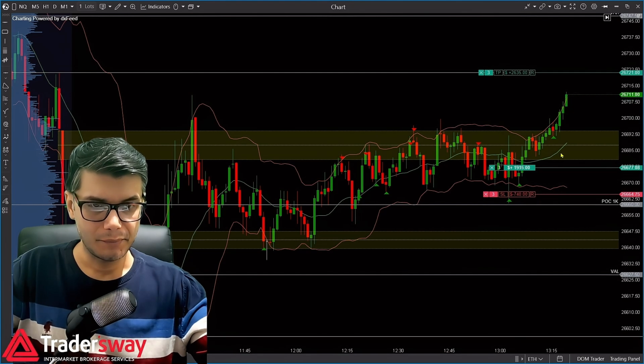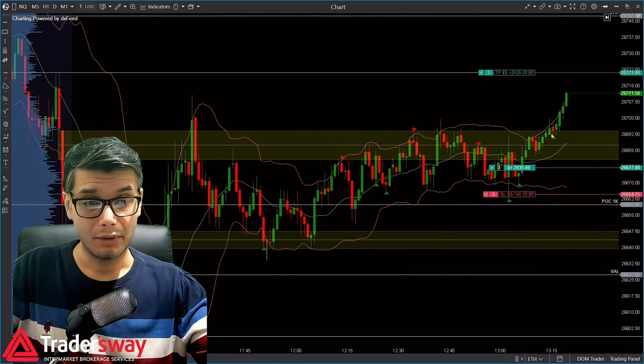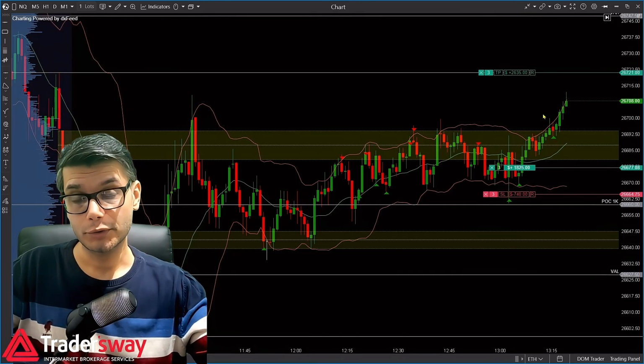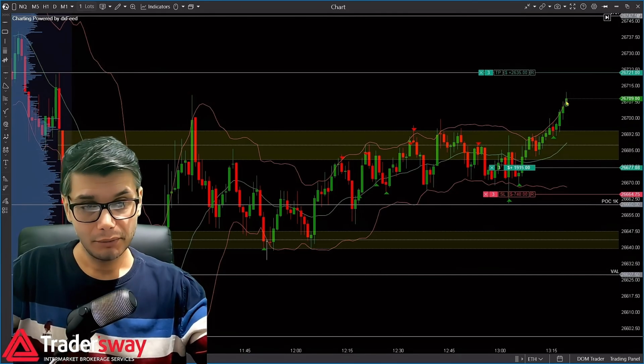Now it's serious because the Bollinger Bands are widening. It's moving above it. That's a trend. That's at least a short-term trend. And the result of this bullish move is taking these highs.